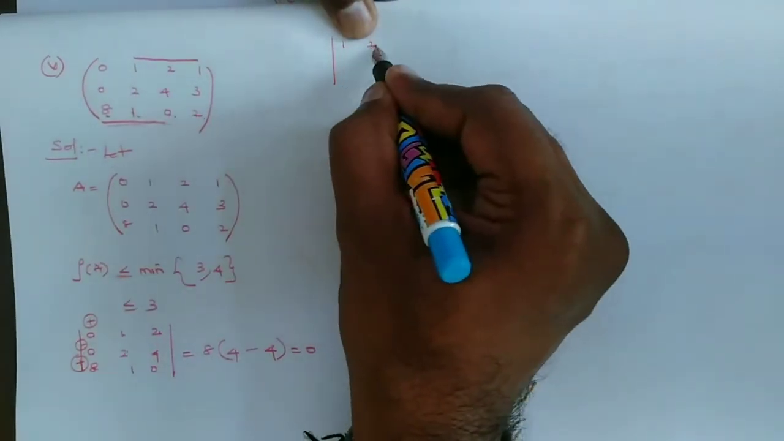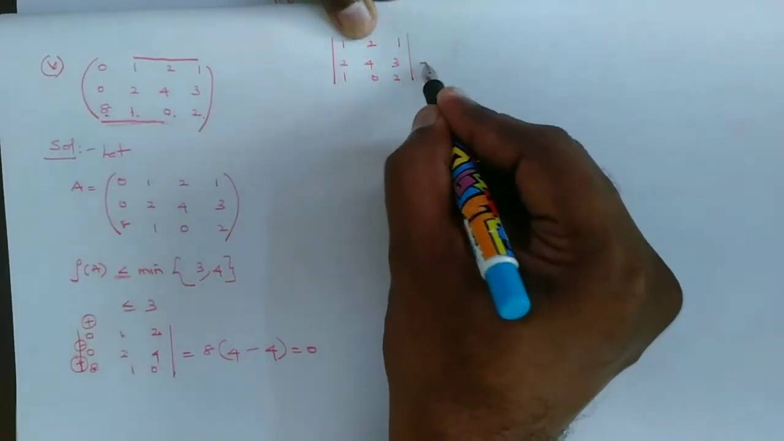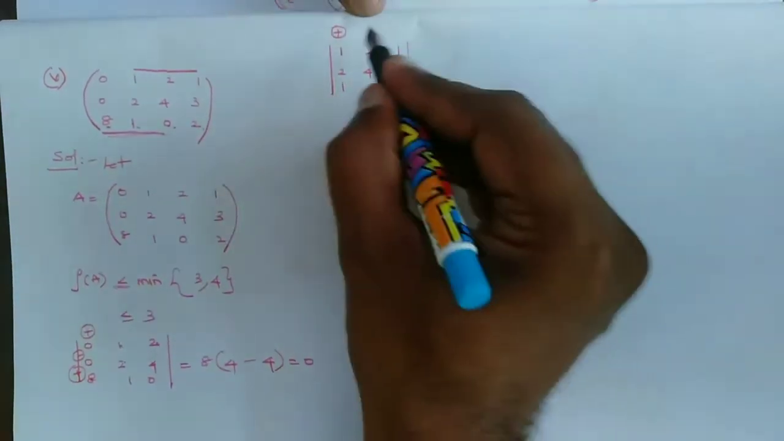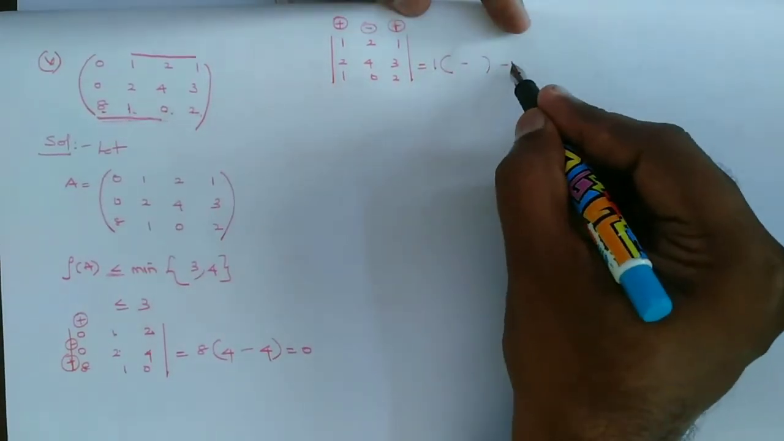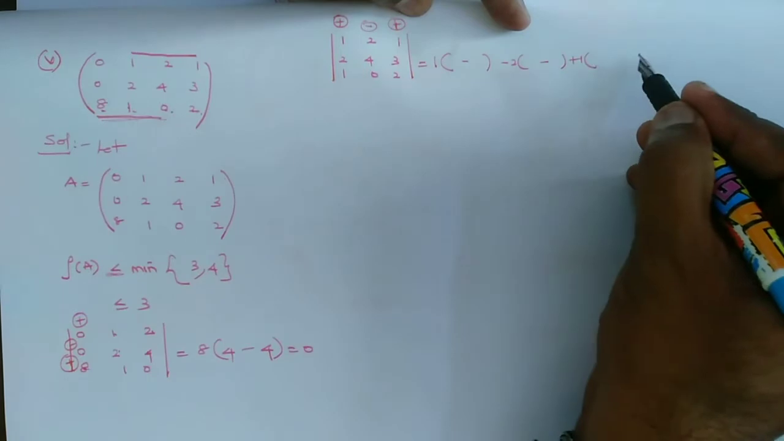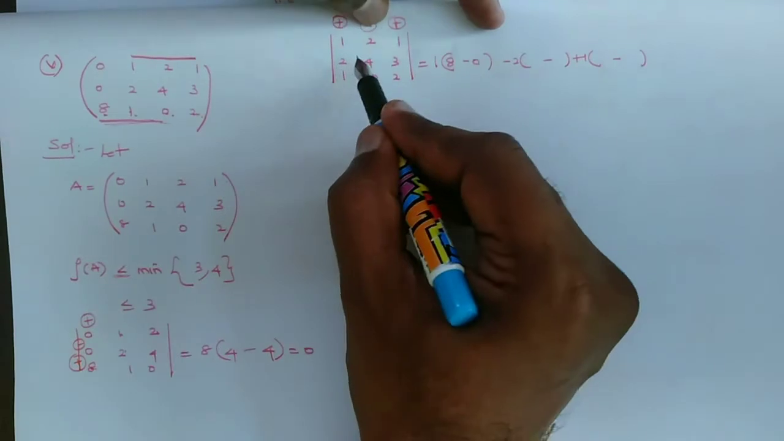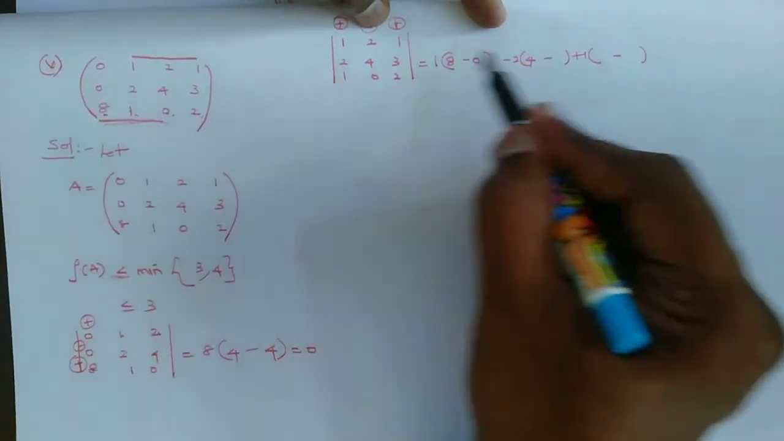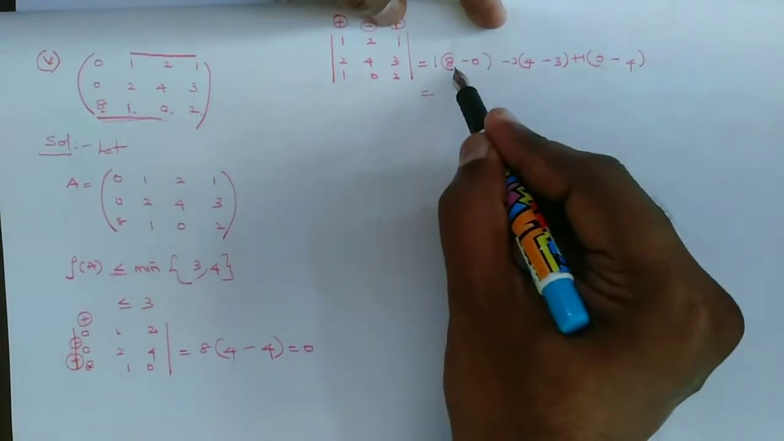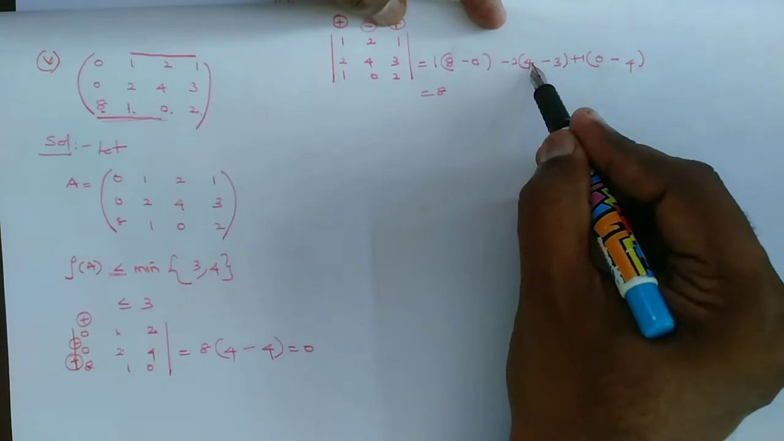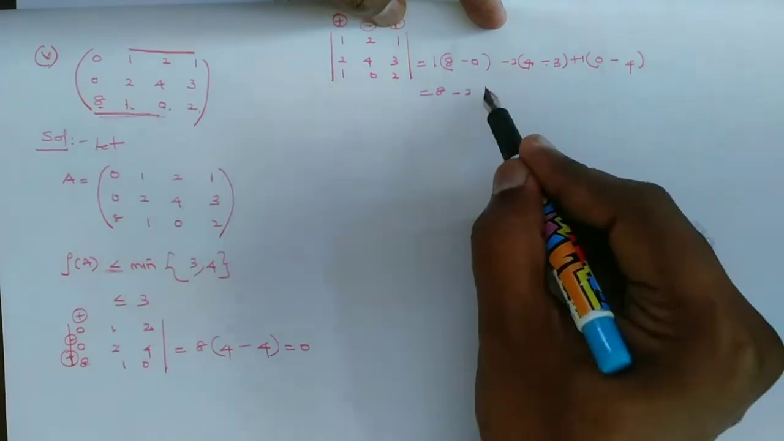1 2 1, 2 4 3, 1 0 2. So this will be plus, minus and plus. So 1 open the bracket, minus 2 open the bracket, plus 1 open the bracket. 4 twos are 8, 0 into 3 is 0, 2 twos are 4, 1 into 3 is 3, 2 into 0 is 0, 1 into 4 is 4, 8 minus 0 is 8, 8 into 1 is 8, 4 minus 3 is 1, 1 into minus 2 is minus 2, 0 minus 4 is minus 4, 1 into minus 4 is minus 4.